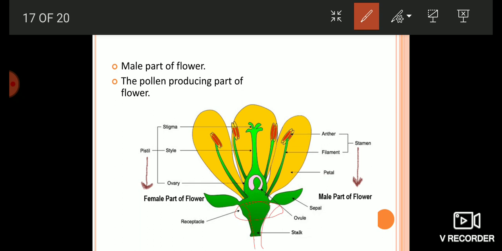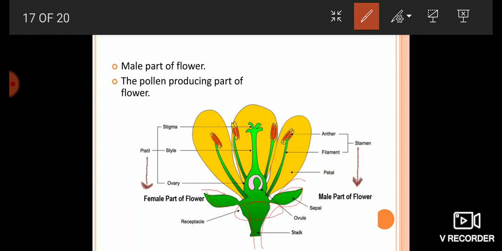Now again you can see the parts of a flower. First, the green colored part, the outermost layer of the flower, is called the sepals. Inside the sepals there are brightly colored modified leaves called petals.